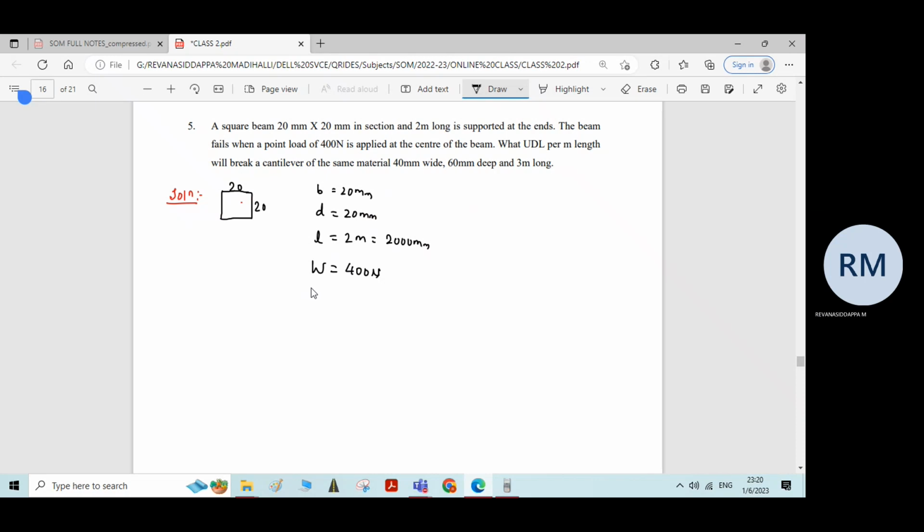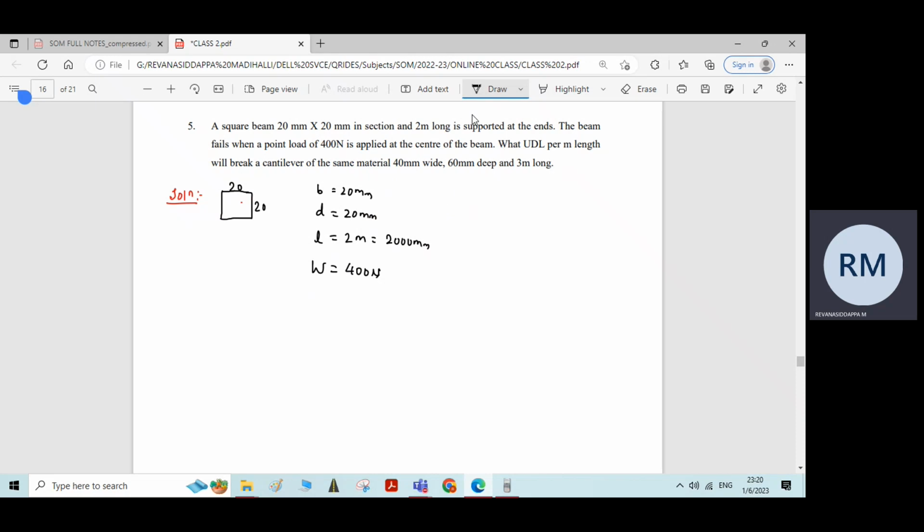Initially we will take the first case, that is square beam with 2 meter long and 20 by 20 cross section, which is applied with 400 Newton at the center. By taking this condition, we will solve for bending stress or the maximum permissible stress F. Knowing the maximum permissible stress F value, we will calculate the UDL per meter length of a cantilever beam with 40 mm width and 60 mm deep and 3 meter long.